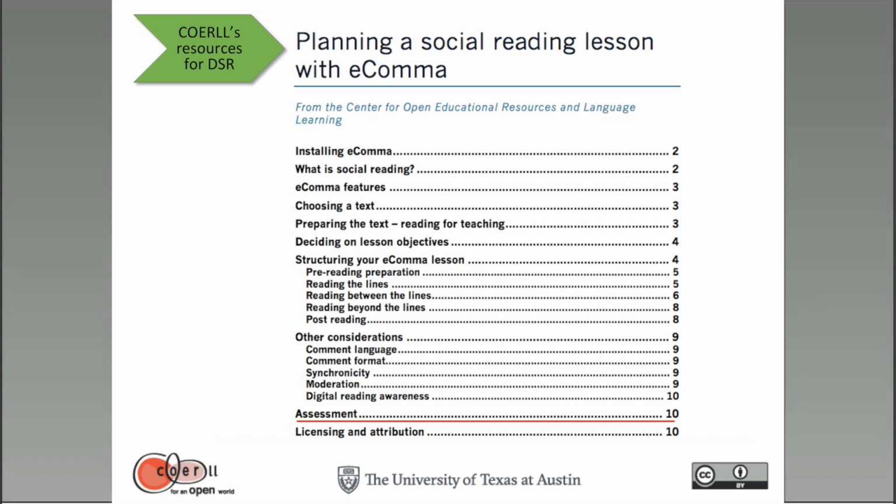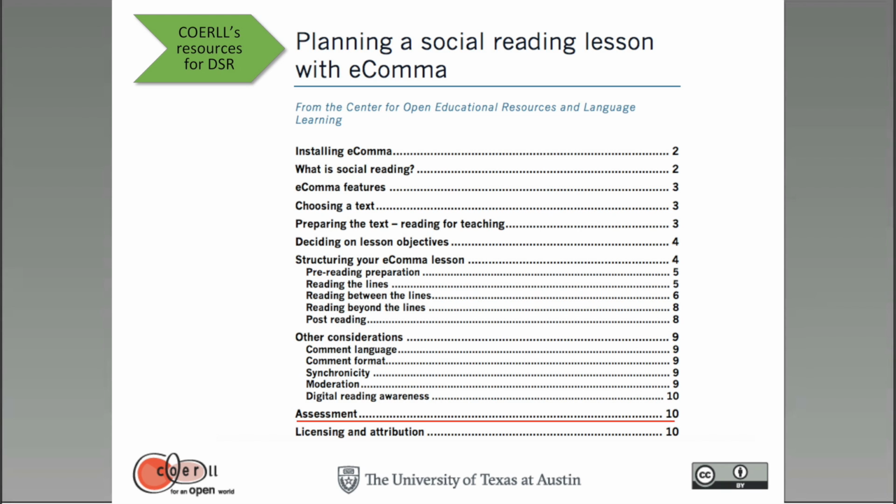I'll talk you through this table of contents a little bit. Of course, there's information about installing eComma, what social reading is, and the features. This we've covered. Choosing a text, I chose it for you. But then things like preparing the text, deciding on lesson objectives, and structuring the lesson, where she gives you a sequence of steps that might be productive for helping students to unpack meaning depending on your objectives. I'll talk about that in a moment. Other considerations might be the comment language: do you use the L1 or the L2 or both? Comment format, synchronicity.